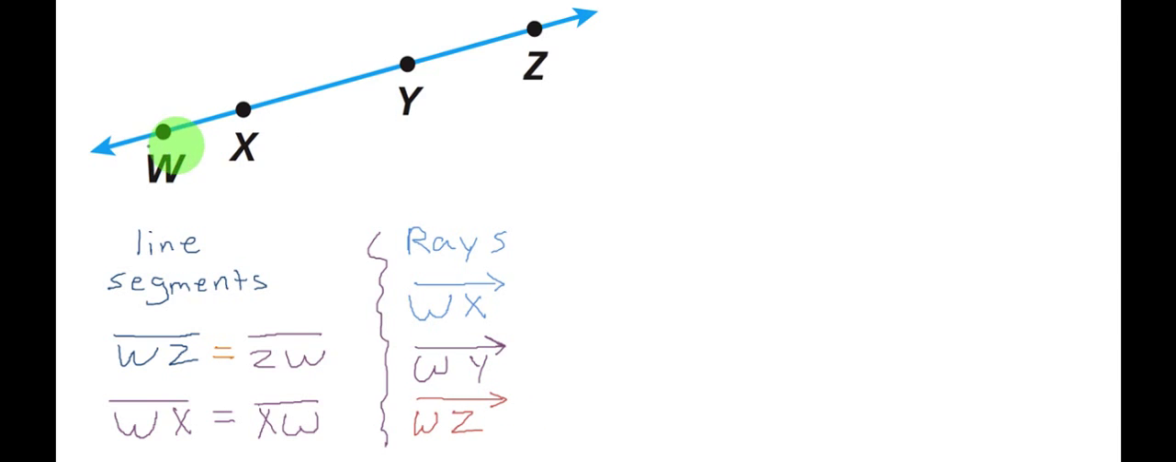So far, we've always started at W and moved through X, Y, and Z. So this time, let's move a little further down the line, and let's go ahead and move in the opposite direction. Maybe this time we'll start at Y and move in the opposite direction. So I have starting at Y, passing through X, could be a ray. Or starting at Y, passing through W would be another ray.